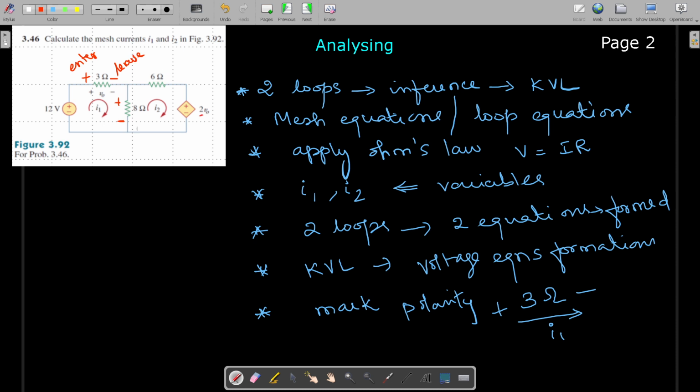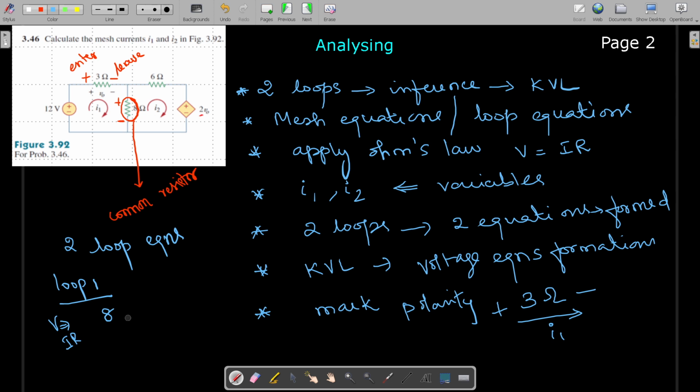Similarly, one more thing we have to analyze. This 8 ohm resistance is common. It is a common resistor, so through this common resistor we write two loop equations. When you write equation 1 for loop 1, how do you write this 8? We are writing voltage equations, isn't it? Voltage is I into R. First we write the resistance value, then we mark the current.